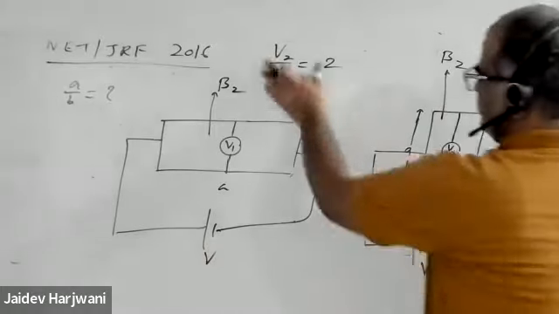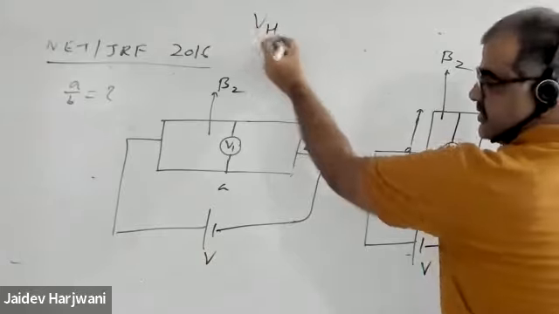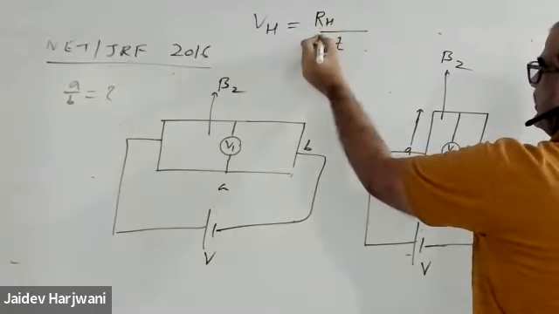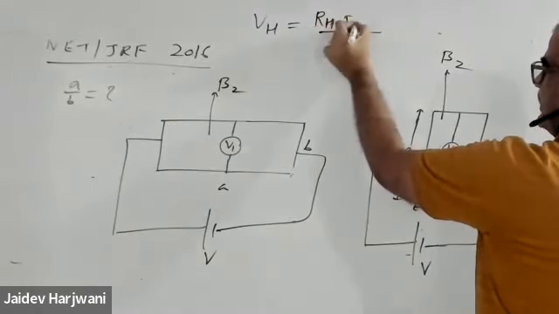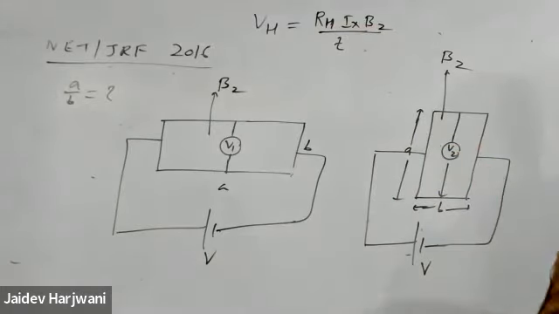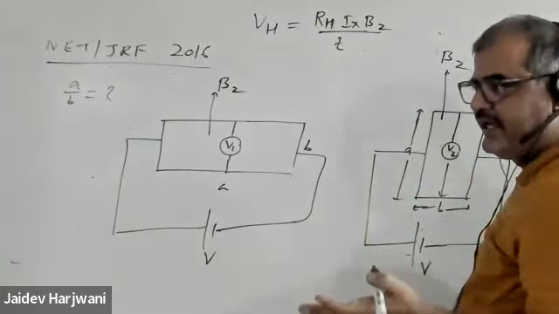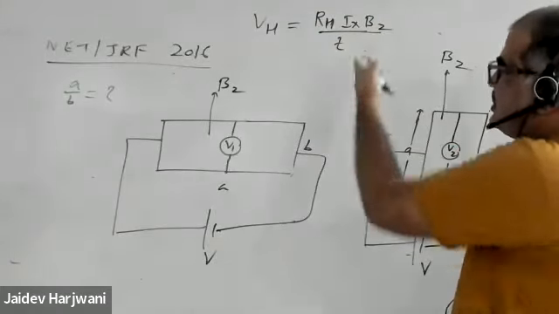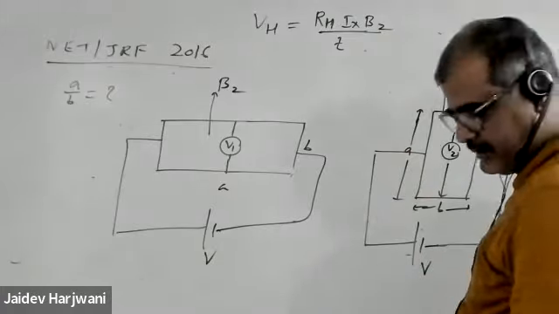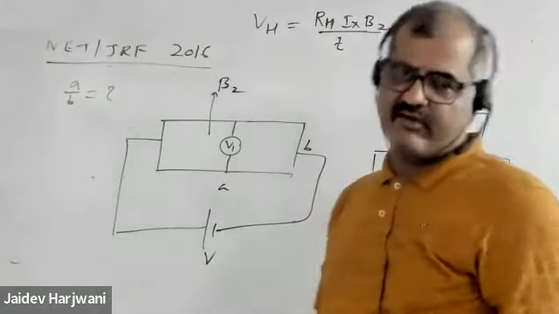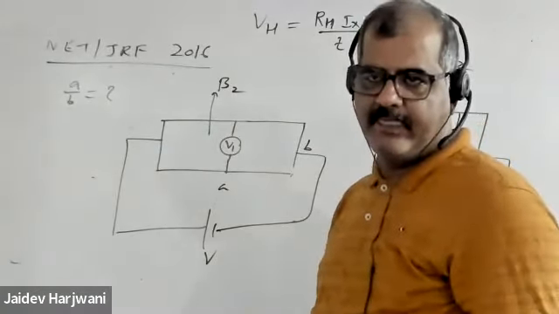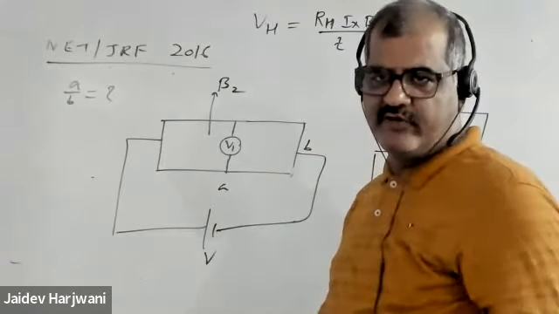If the cross section is changed, what will change? Let me write the formula for VH first. Just now I told you, VH is RH into Ix Bz divided by the thickness t. So what is changing? RH is constant for a given sample, because RH is equal to 1 by nE. Bz you are applying constant, thickness is constant. So what is changing? Current. Obviously, since the cross section is changing, the current will change. If I am flowing current, Jx is Ix by A.